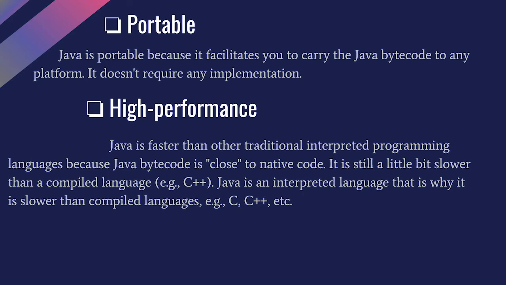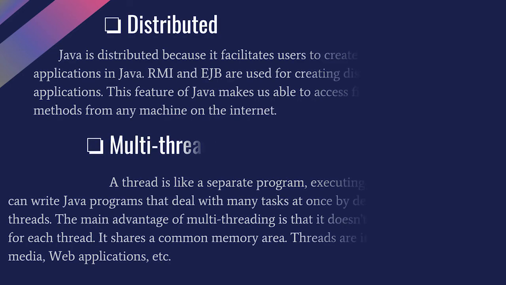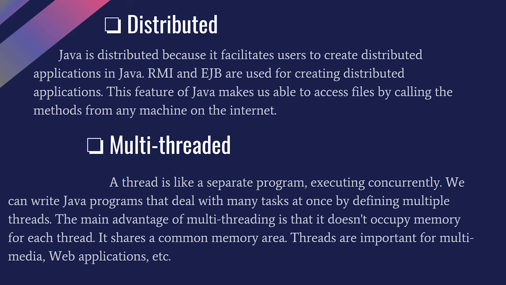High performance. Java is faster than other traditional interpreted programming languages because Java bytecode is close to native code. It is still a little bit slower than a compiled language, example C++. Java is an interpreted language, that is why it is slower than compiled languages. Example C, C++, etc.